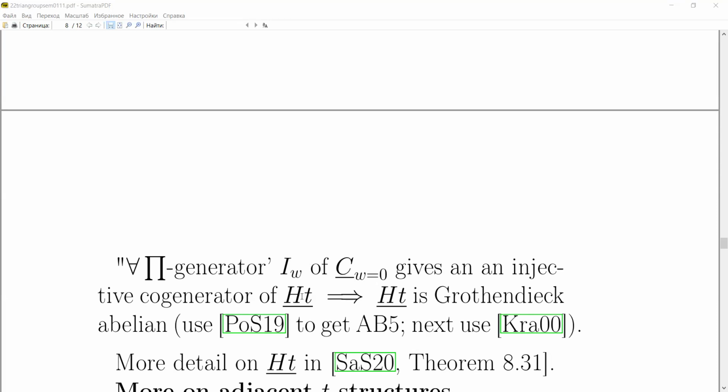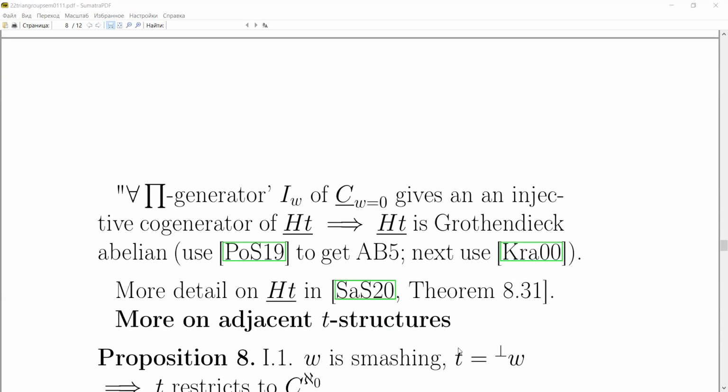And luckily for me, there were some very nice criteria to prove that if you have this injective cogenerator of the heart, it was easy to prove that this heart satisfies the AB5 axiom. And then you can proceed with certain methods of Krause, and maybe something similar was introduced already by Auslander, and then you get that the heart is Grothendieck abelian, and you can actually prove more about this heart in this new preprint, if you read it. So it says even more about this heart.